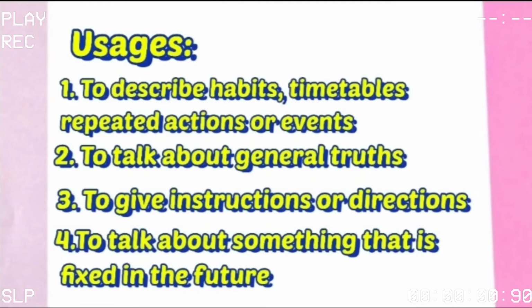We use the simple present tense in the following conditions. First, to describe habits, timetables, repeated actions, or events. For example, she usually wakes up at 6 o'clock. Second, to talk about general truths. For example, the sun rises in the east.